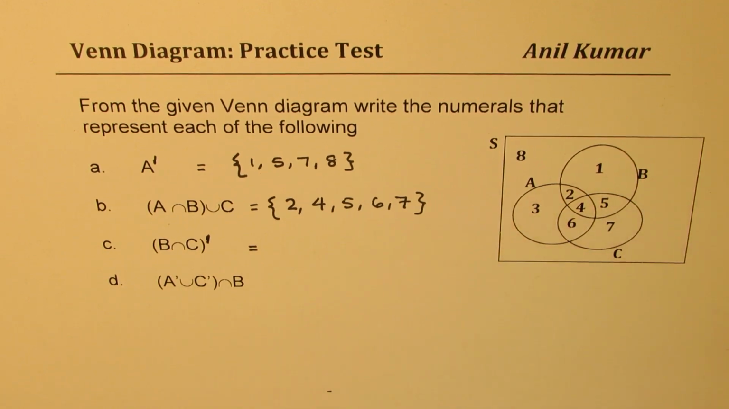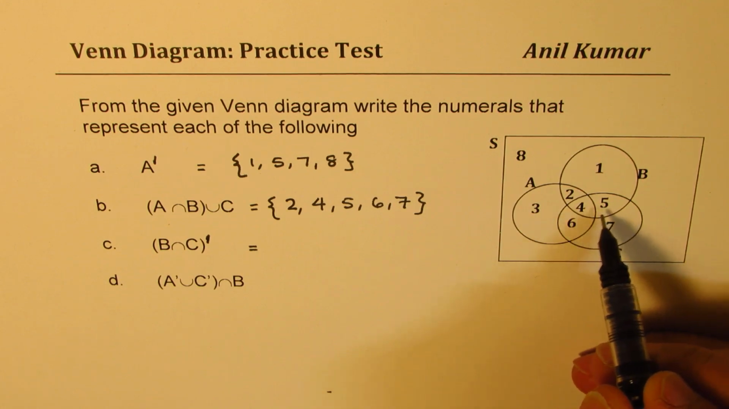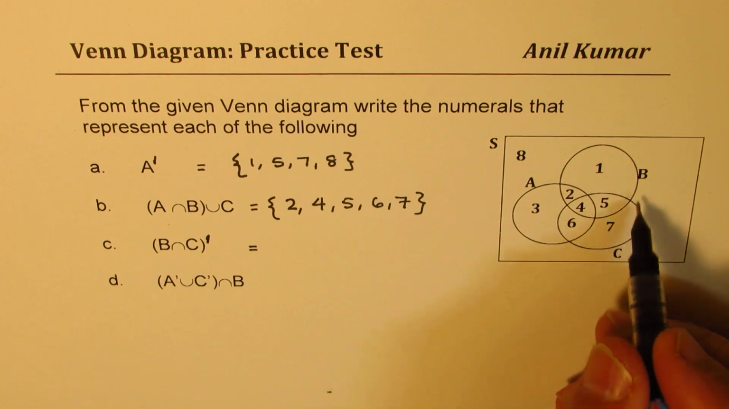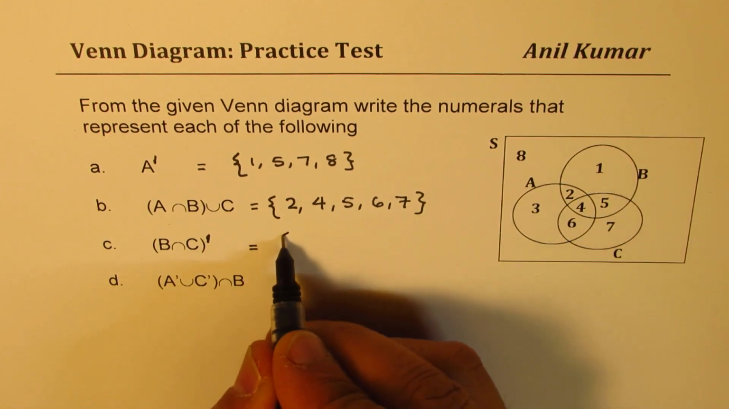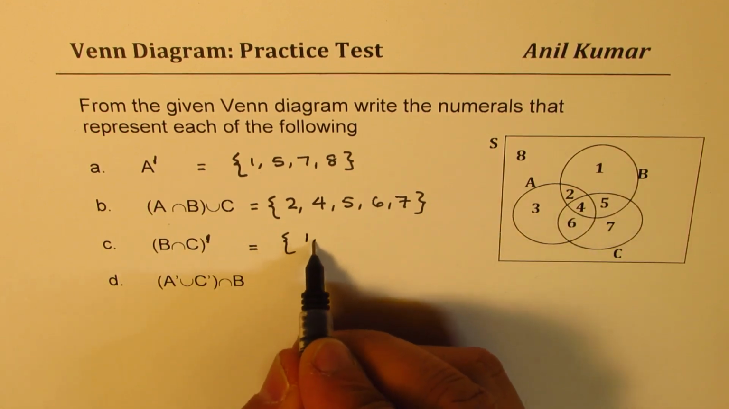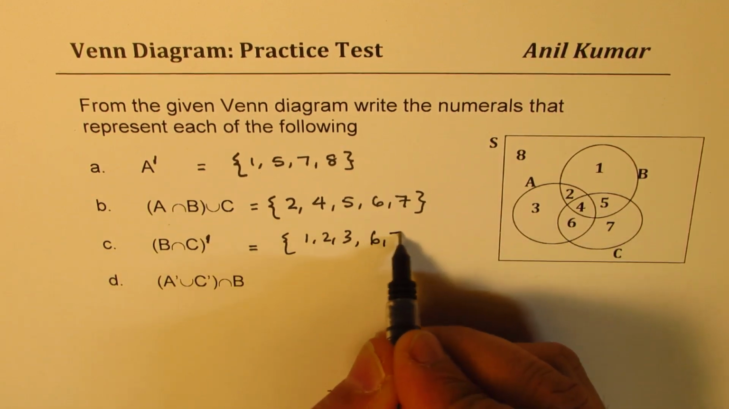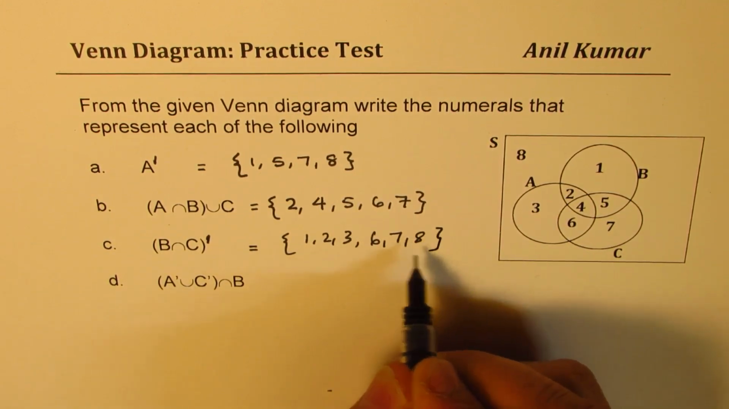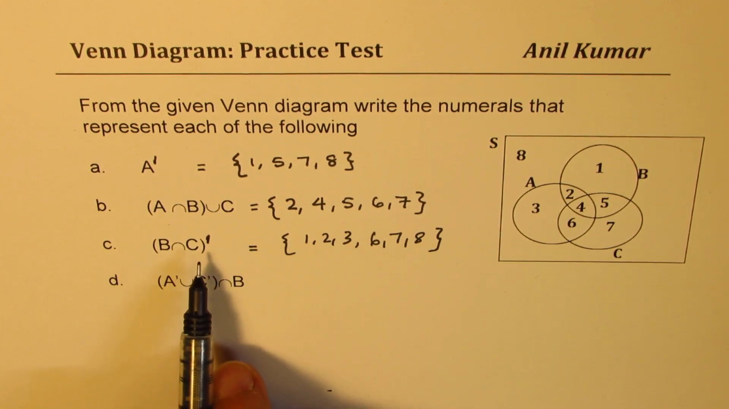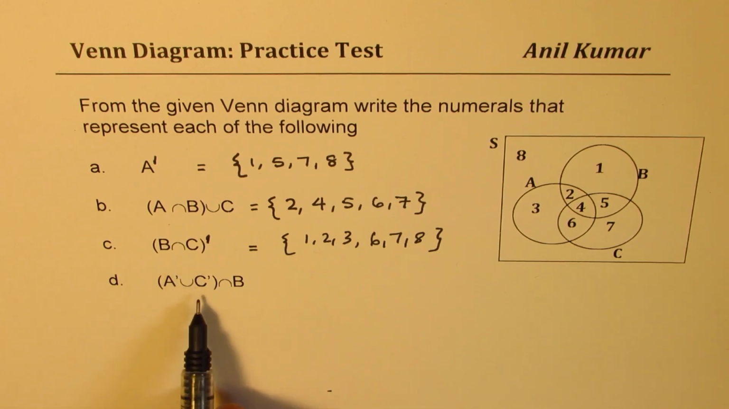B and C. So what did we have in B and C intersection? 4 and 5. We do not want 4 and 5, but everything else, that is what it is. So outside 4 and 5 is what we're looking for. So leave 4 and 5 and write the rest of the numbers. So we have 1, 2, 3. Leave 4 and 5, we get 6, 7, 8. Does it make sense? So that is what complement of intersection of B and C means. Perfect. Now this one. You can now pause the video and answer this one.